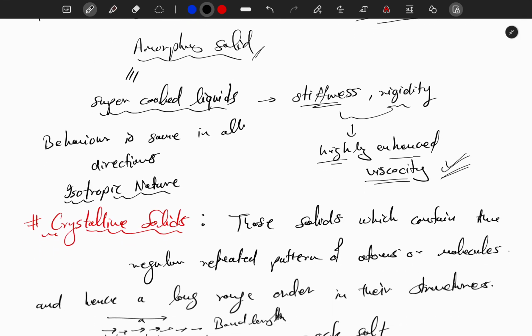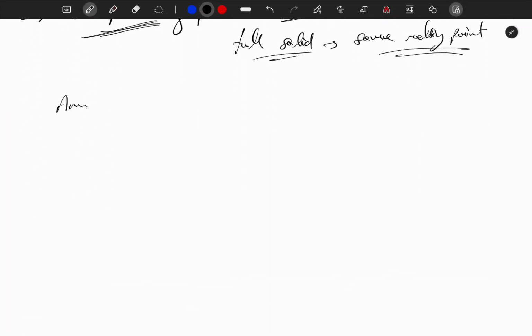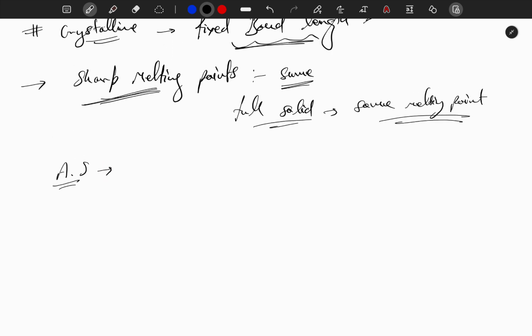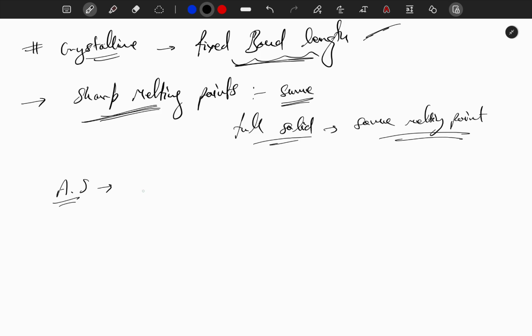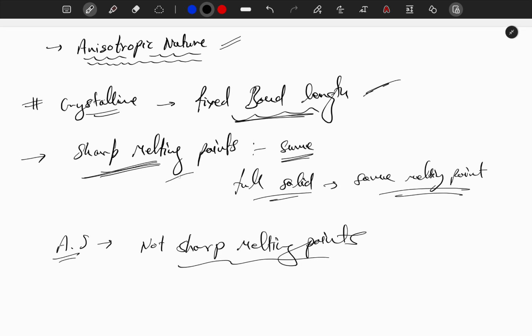So that's why amorphous solids, AS for short, will not have sharp melting points. They will start melting at one temperature and fully melt at a different temperature. So no sharp melting point in the case of amorphous solids, and a sharp melting point in the case of crystalline solids.